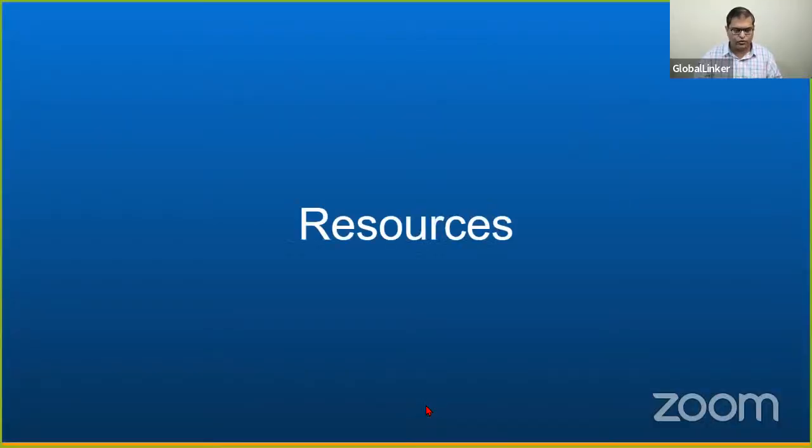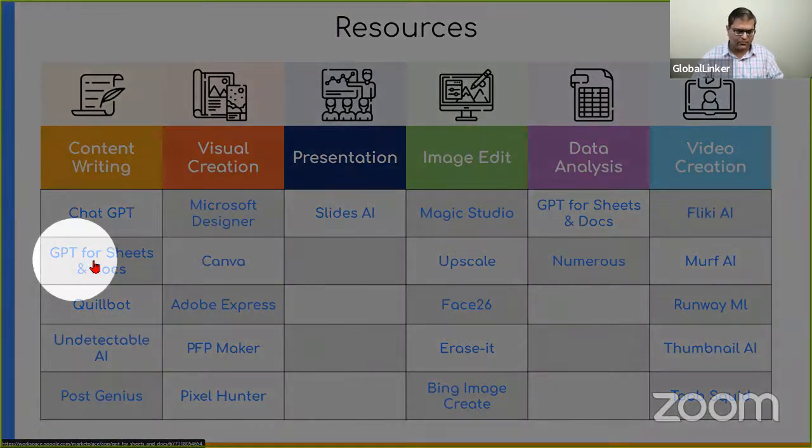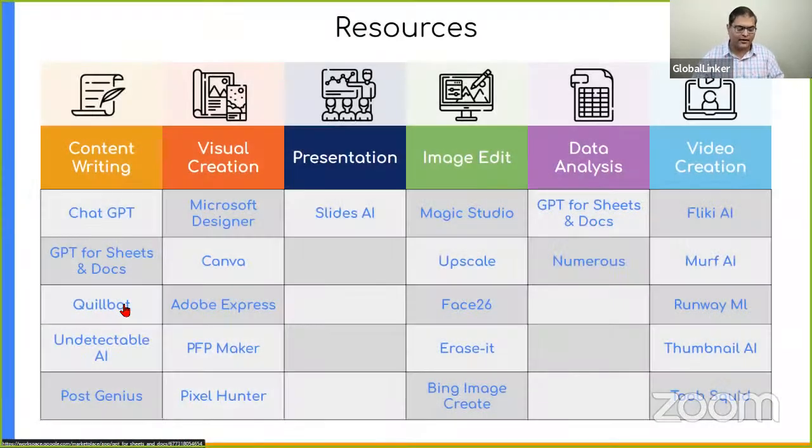And this is the resources section where I've added a few AI tools, many of which I personally use. So ChatGPT is there. We all know that. Then we have GPT for Sheet and Doc, which we have seen, which we use to create product content and meta title description. Quillbot is what we use to re-paraphrase it. Undetectable AI is where we checked whether the content is AI content or not.